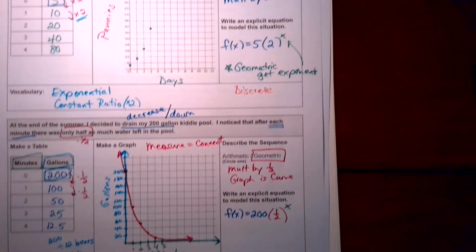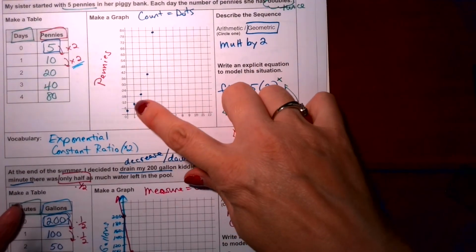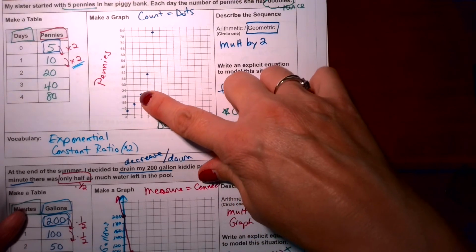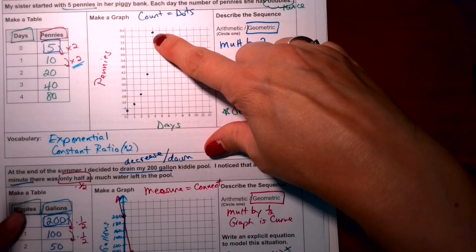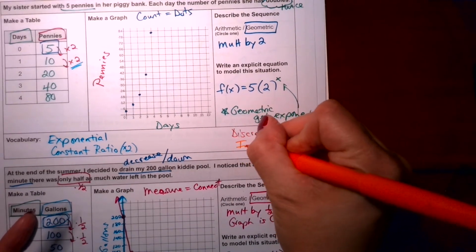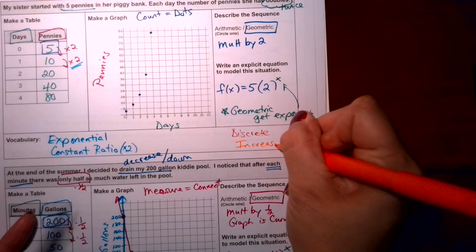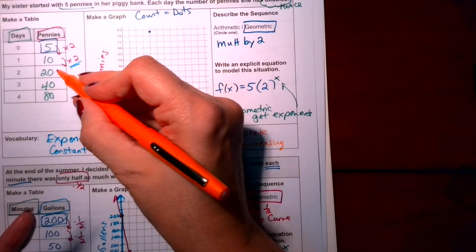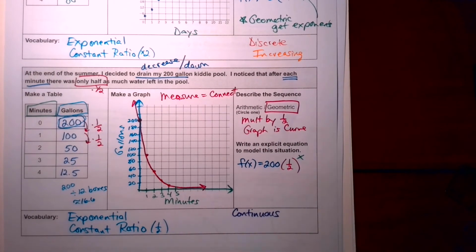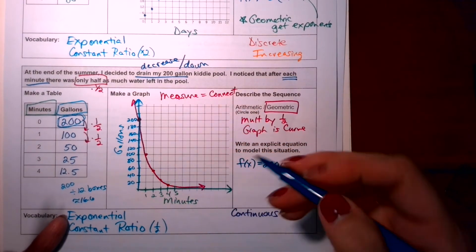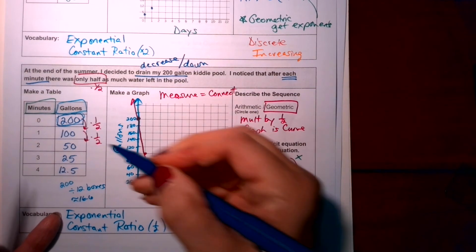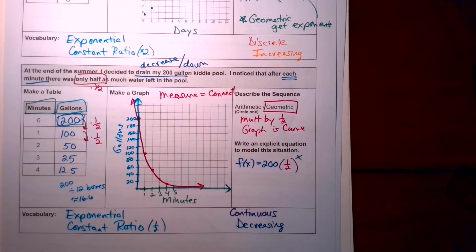Example 3. These pennies, I had 5. Then I have, oh my gosh, 40, 80. This is an increasing function. The numbers are definitely getting bigger. And example 4 is a decreasing function. Decreasing, the numbers are going down.